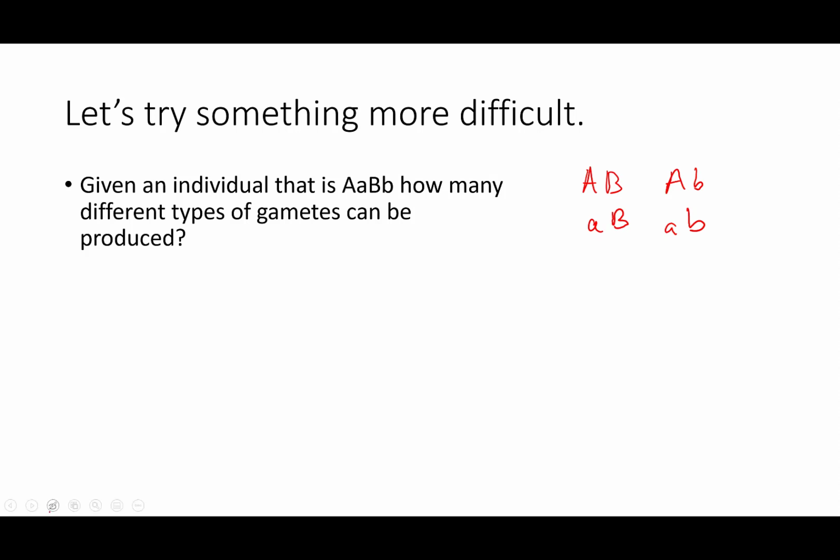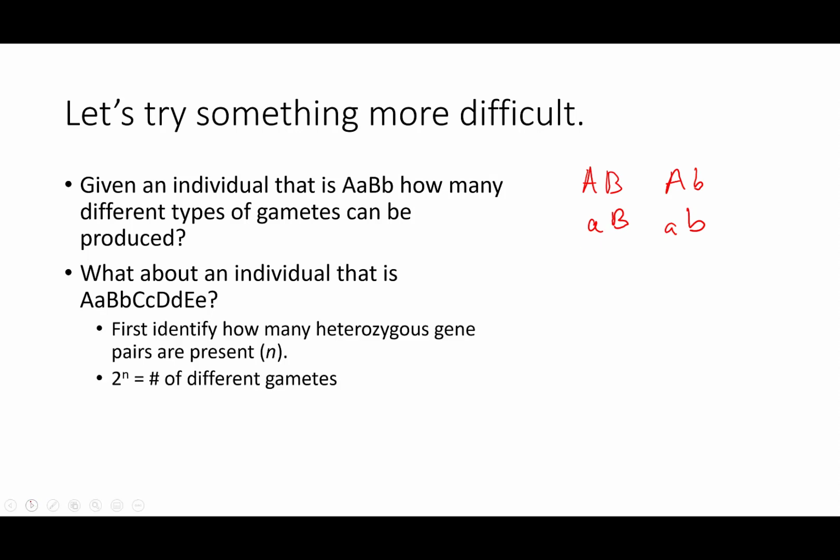But there's a probability that we could utilize to solve this. What happens if it's this? Well, that becomes a lot trickier. There's a lot of combinations that we could make. In order to solve that, we can use this equation, 2 to the n, where n identifies the number of heterozygous gene pairs that are present.